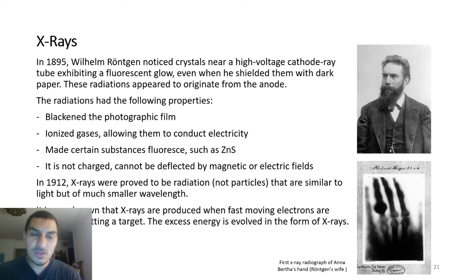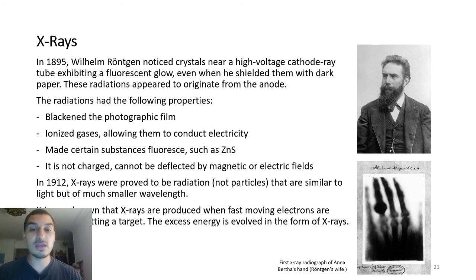A few years after this, a great scientist whose name was Röntgen did some experiments with the cathode ray tube, and he noticed that there were some crystals near the cathode ray tube that started to glow when the experiment was done. He put shields between the cathode ray tube and the crystals, and still the crystals were glowing. So he was able to conclude that there are some radiations that come from the cathode ray tube, and that these radiations can cause this glowing.